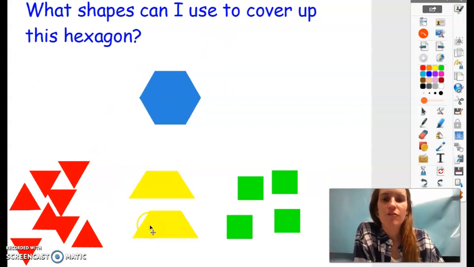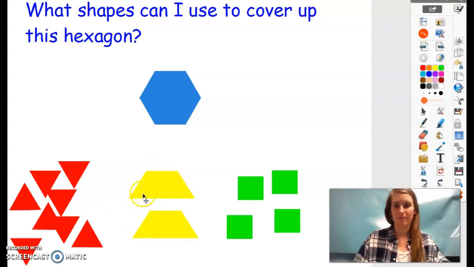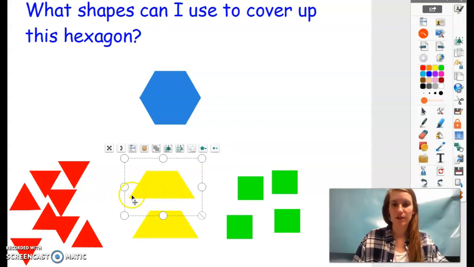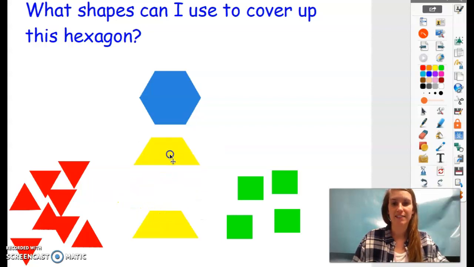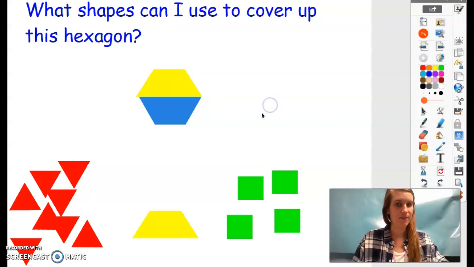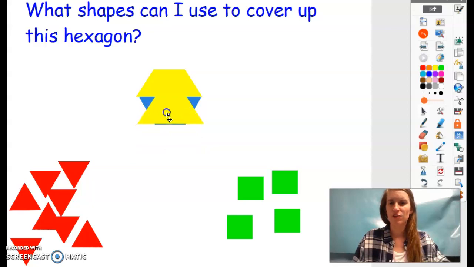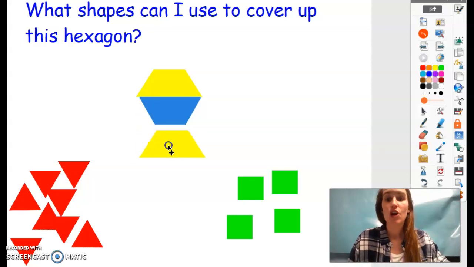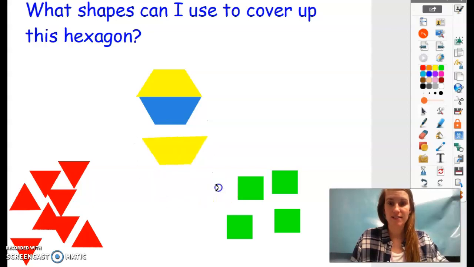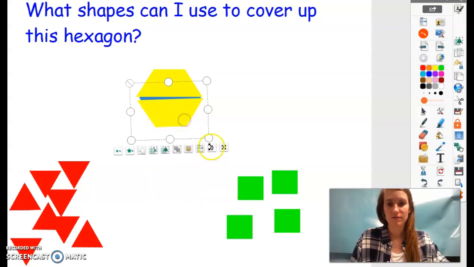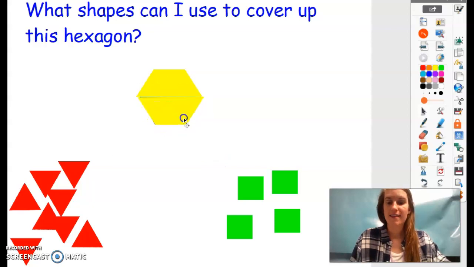So I'm going to start off by using two trapezoids, okay? So I'm going to take this one trapezoid because to me it looks like the top of the hexagon. I'm going to cover it up right there. Well, now I have another trapezoid. If I do this, does it completely cover it? No, but remember, we can turn our shapes. And now let me try and see if this fits. And that fits. So I just used two trapezoids to make a hexagon.